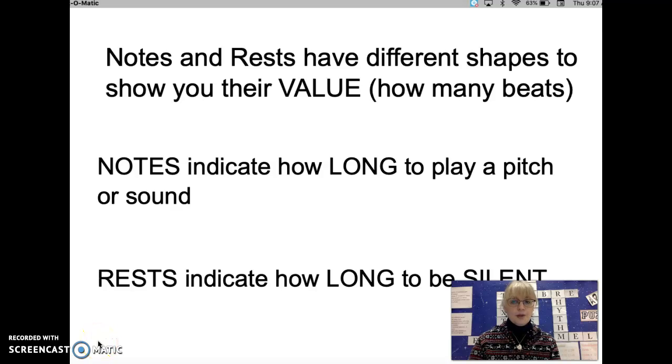Today I'm going to review notes and rests. Notes and rests have different shapes to show you their value, or how many beats. Notes indicate how long to play a pitch or sound, and rests indicate how long to be silent.